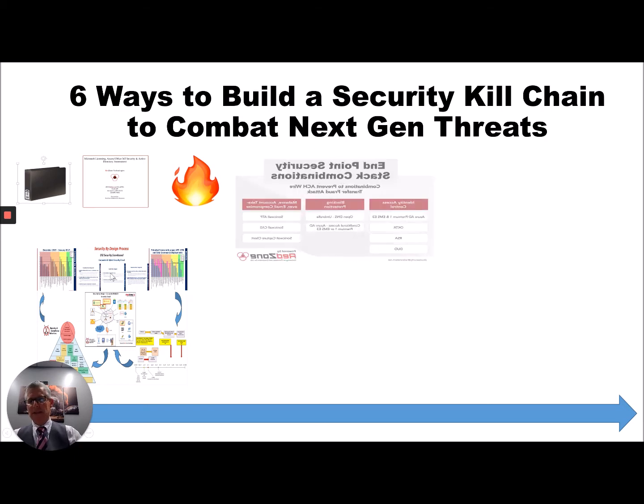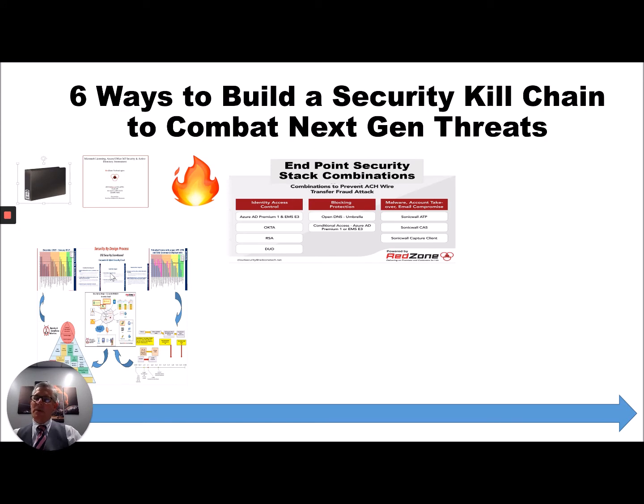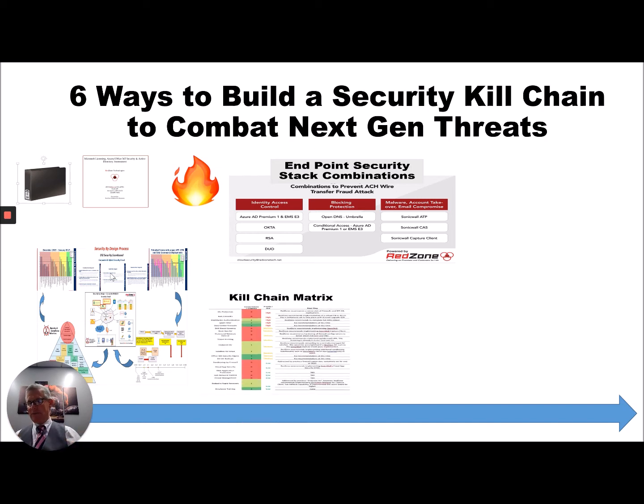The next is when you want to get super tactical. So as I talk about the 6 ways to build a security kill chain, if you're knee deep in tactics and tools, that's fine. This is a way to tackle a security kill chain, by, for example, lasering in on endpoint security and looking at the stack combinations and what they're actually doing. So looking at the tooling that you have and looking at, okay, where have I got identity access control? Where have I got blocking protection? Where am I doing malware, account takeover, and email compromise, as a way of looking at what's the stack combination at that endpoint.